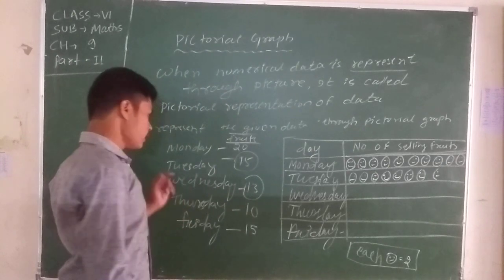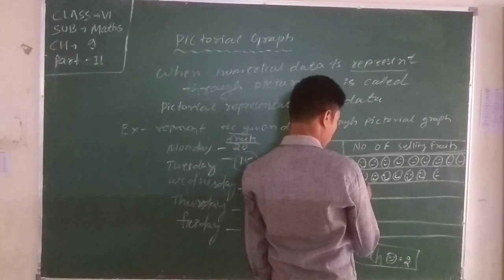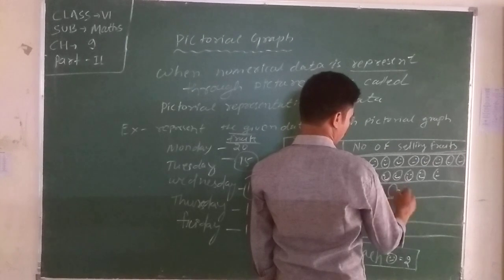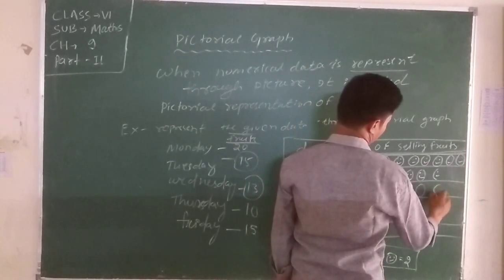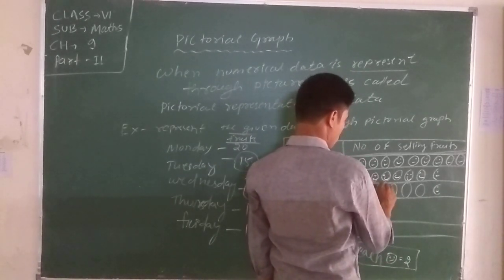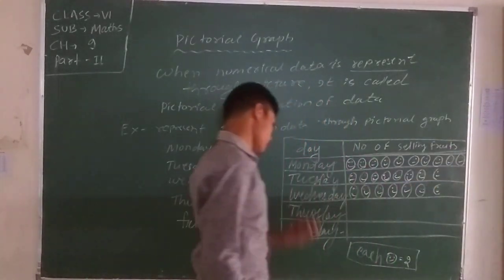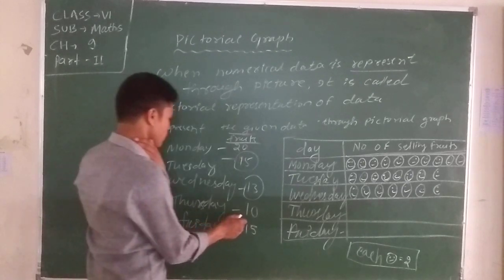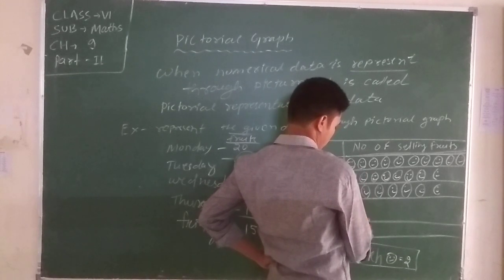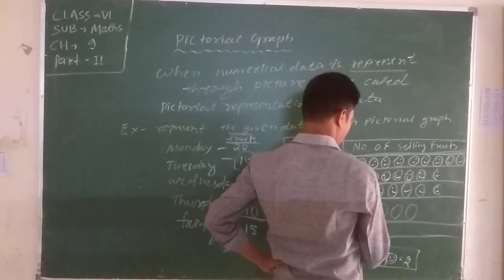Now Wednesday is 13. So how many? 12 into 2, 6. We draw here 6: 1, 2, 3, 4, 5, 6, and a half. Okay. 6 and a half faces equal to 13. Now completed. Then Thursday equal to what? 10. Then how many figures are there? 10 equal to 5, 5 smile faces: 1, 2, 3, 4, 5.